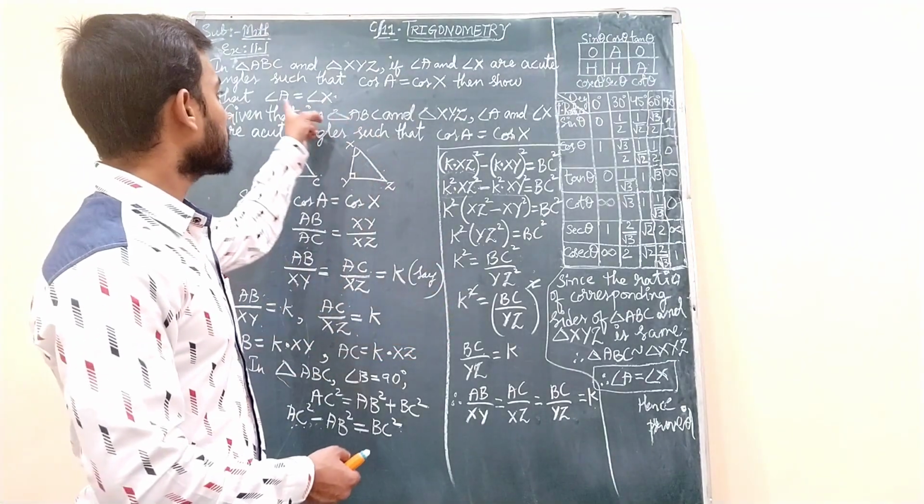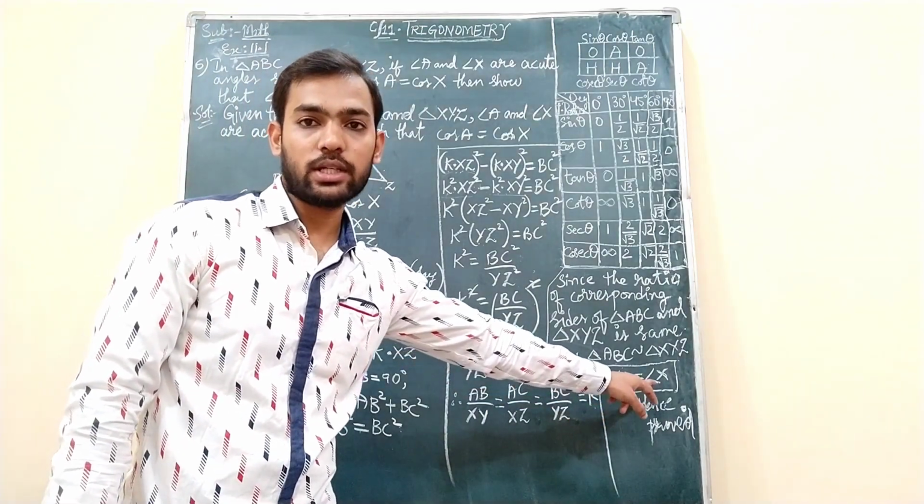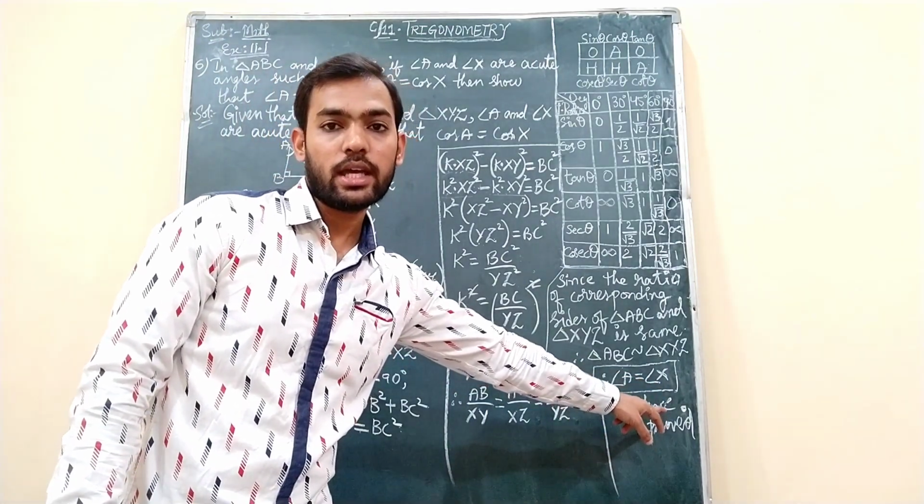So here he asked only to prove angle A equals angle X. So that is the reason at last we wrote, therefore angle A is equal to angle X, and just below it we wrote, hence proved.